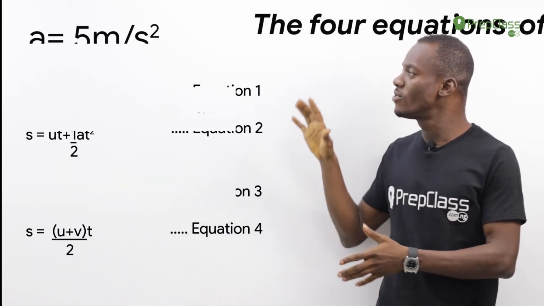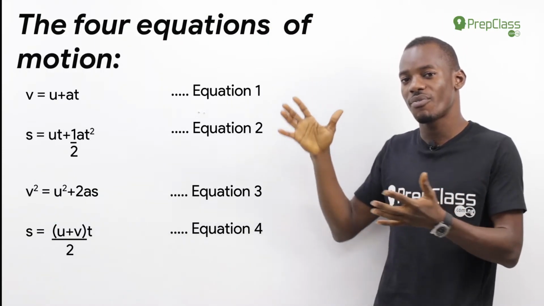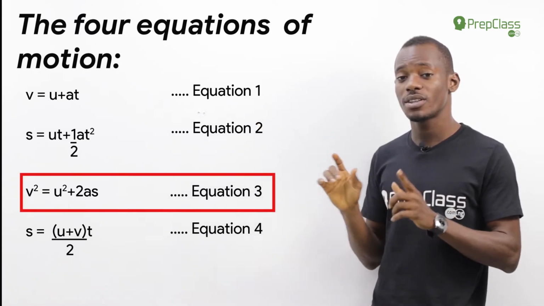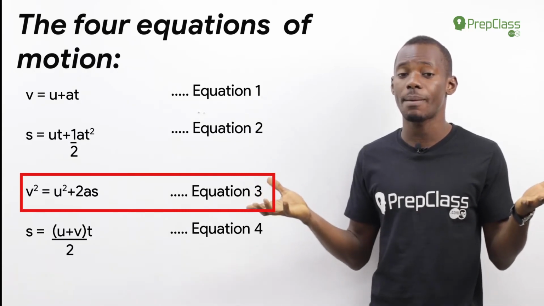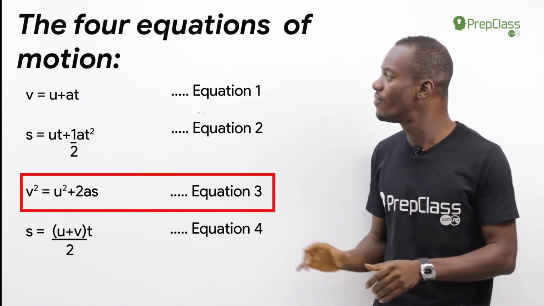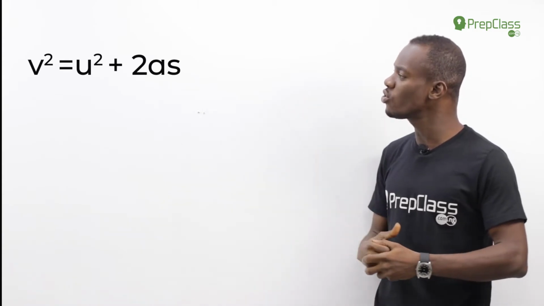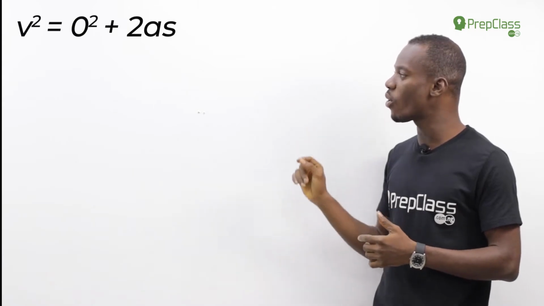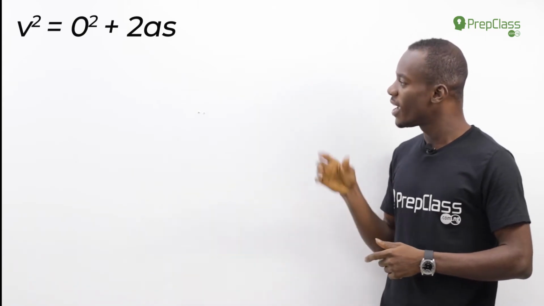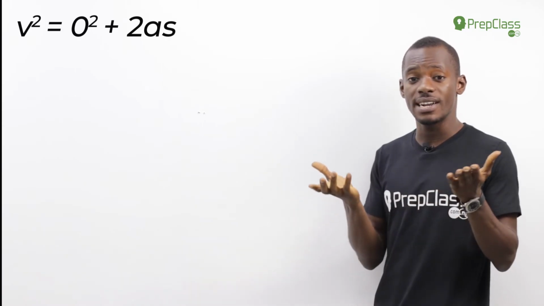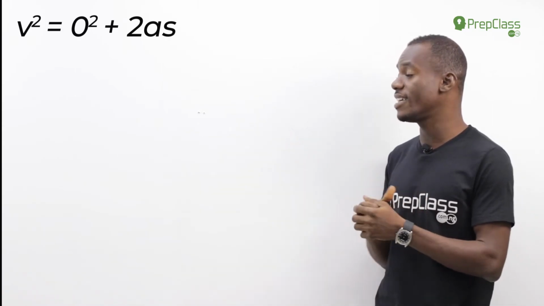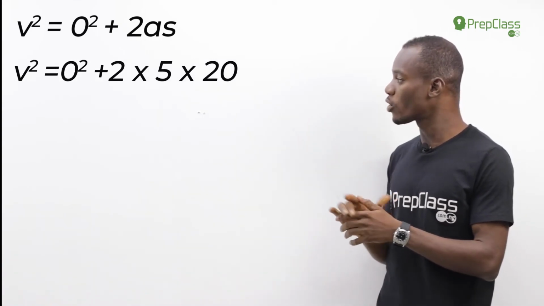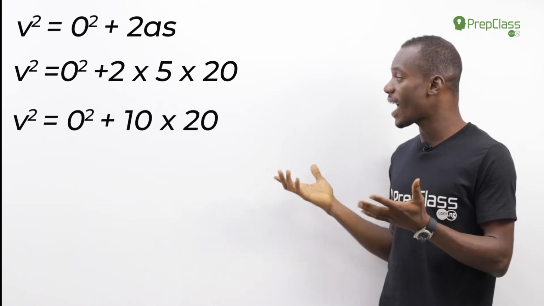Now, recall that we've discussed the four equations of motion previously. So therefore, we shall be using equation 3 for this question because it has all the parameters that we need. Equation 3 says V squared equals U squared plus 2AS, and we are finding V squared. So V squared equals 0 squared plus 2AS. And A in the question is given as 5, and S is the distance, which is 20 meters. So I have 0 squared is 0 plus 2 times 5 times 20.